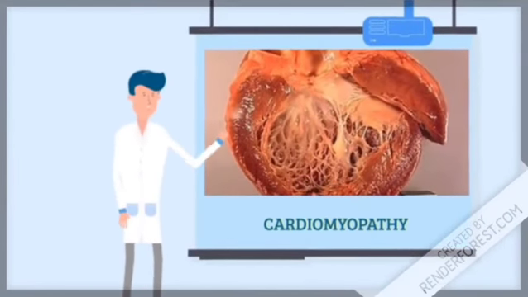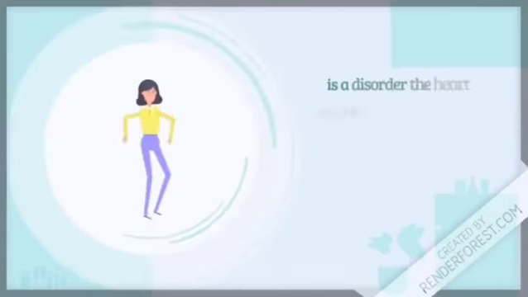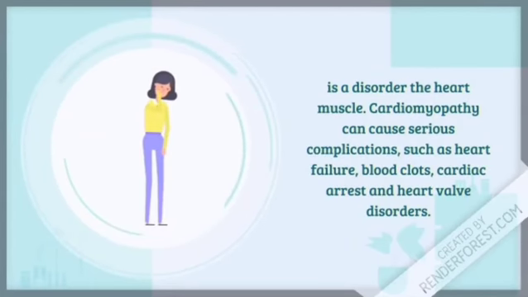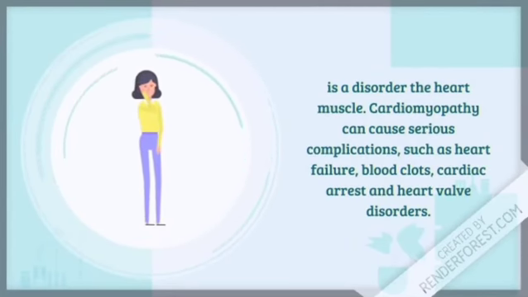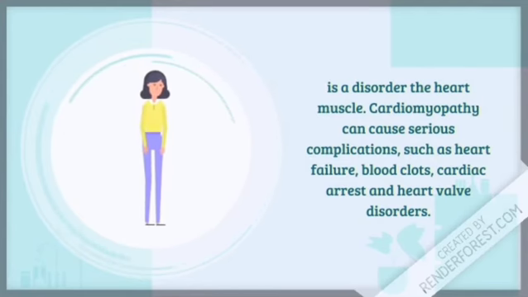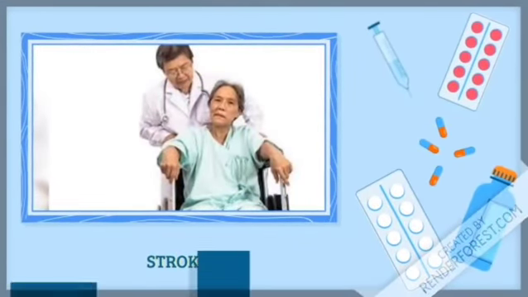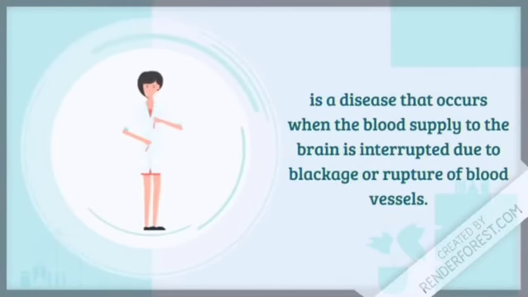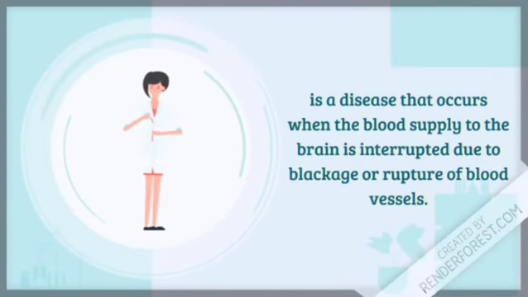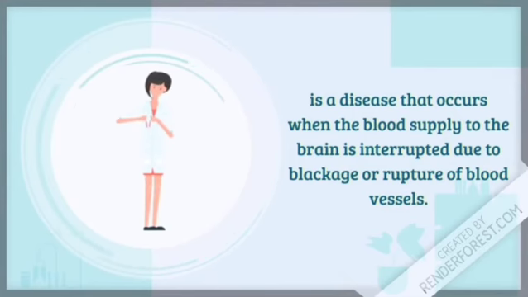Cardiomyopathy is a disorder of the heart muscle. Cardiomyopathy can cause serious complications such as heart failure, blood clots, cardiac arrest, and heart valve disorders. Stroke is a disease that occurs when the blood supply to the brain is interrupted due to blockage or rupture of blood vessels.